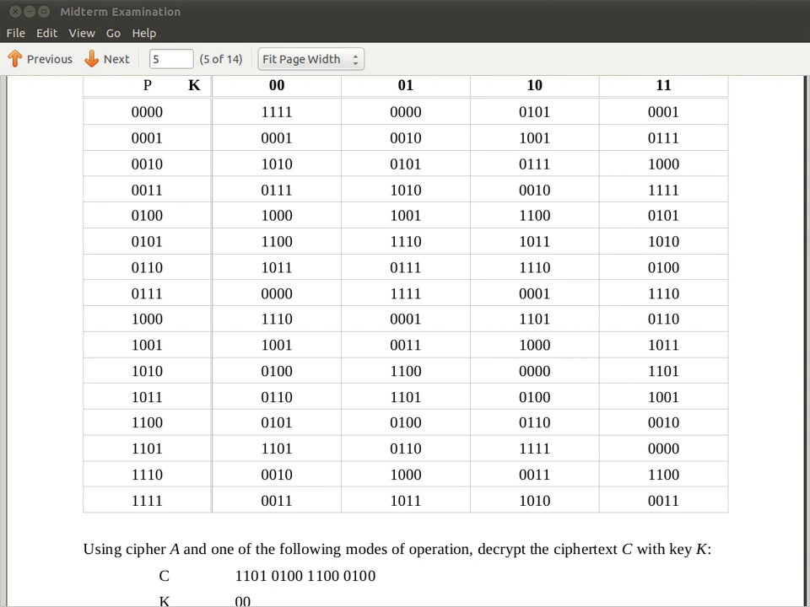Try CFB where S is 2 bits. Just 3 blocks, 3 blocks is enough. What's the next 4 blocks of ciphertext? In this one, no. No, check how you feed in here.